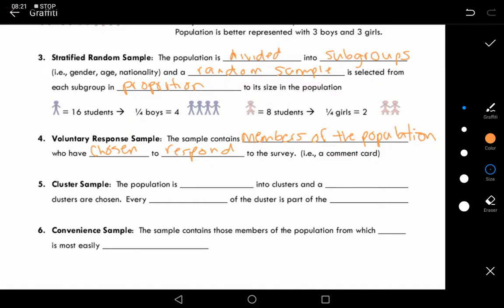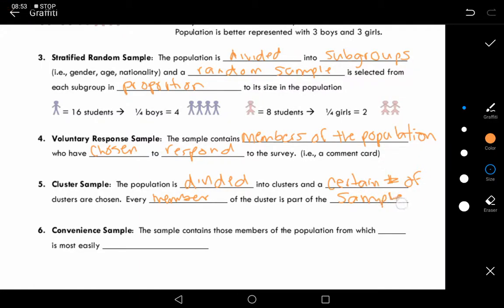The fifth type of sampling technique is called a cluster sample. A cluster sample is when the population is divided into clusters, obviously, and a certain number of clusters are chosen. Every member of the cluster is going to be part of the sample.